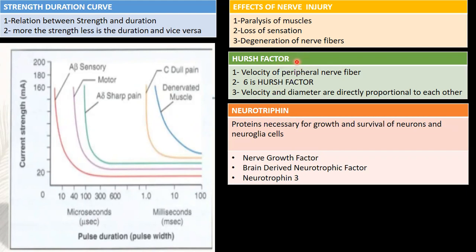First, what is Hirsch factor? Hirsch factor is basically the ratio of the velocity to the diameter of the peripheral nerve fibers. To take this factor, we see the velocity of nerve fiber conduction and we know the diameter of the nerve fiber. So we put the velocity and the diameter directly proportional to each other, and whatever constant comes is known as the Hirsch factor, and the Hirsch factor for mammals is 6. So these 3 points you need to remember.